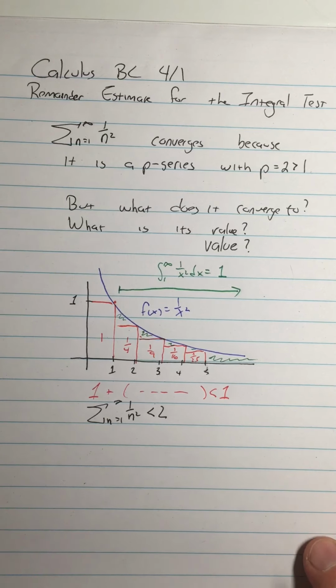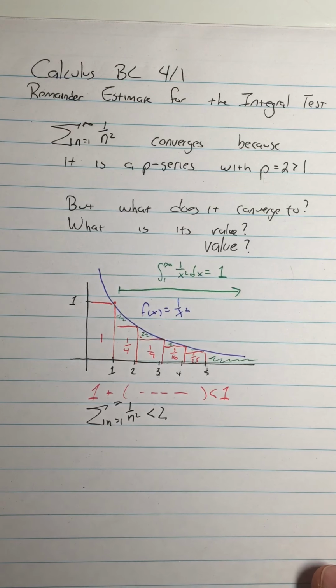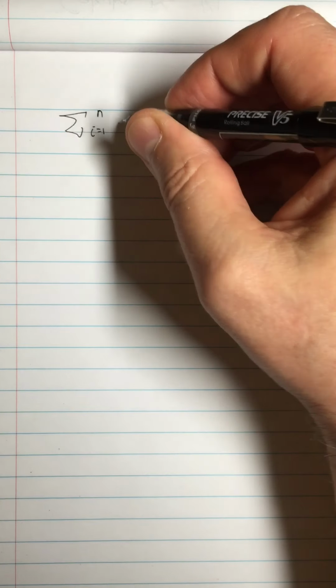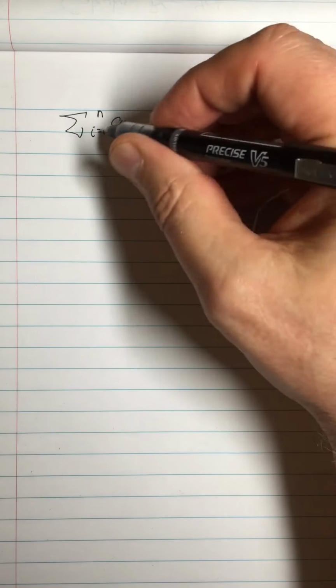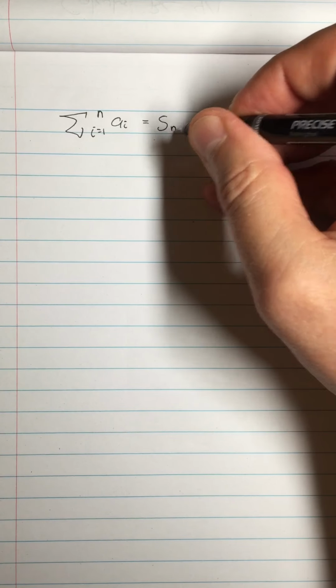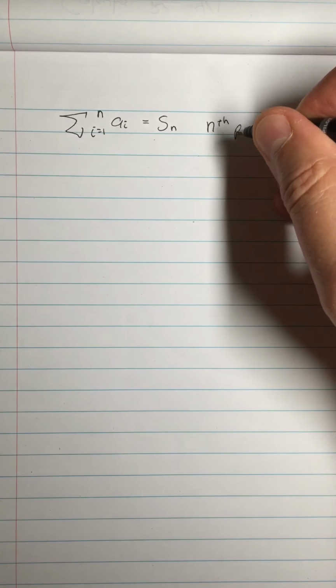So what we're going to do is look at any positive continuous decreasing series. First of all, let's get a little bit of simplified terminology. So we have the sum from i equals 1 to n of a sub i. That's just the sum of the first n terms. So that's s sub n. We call it the nth partial sum.